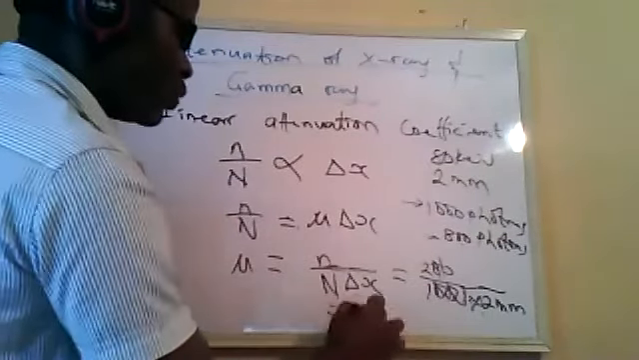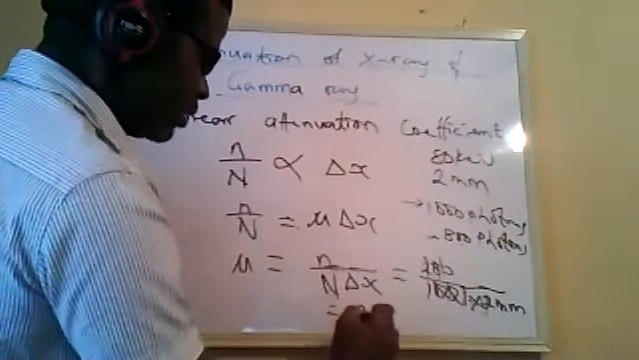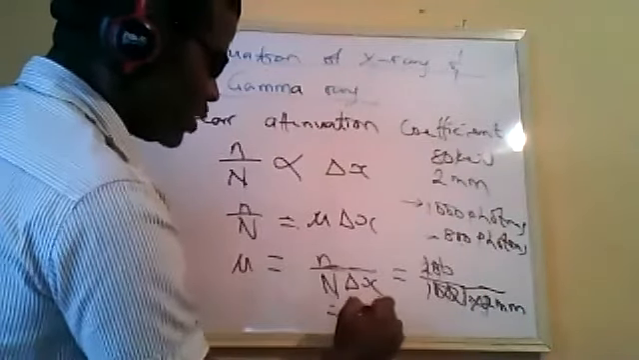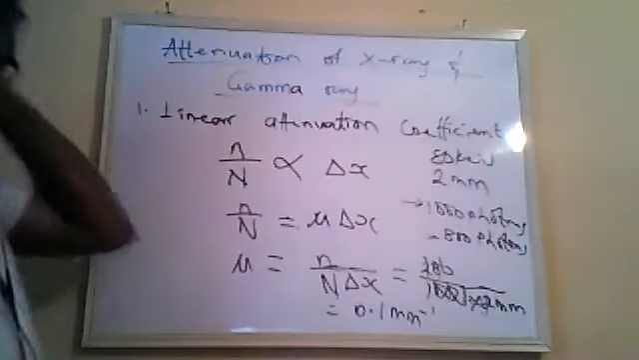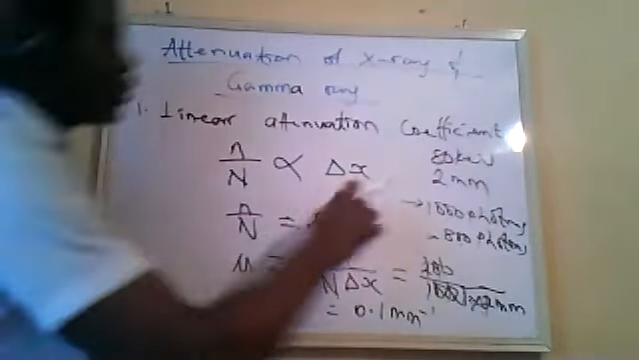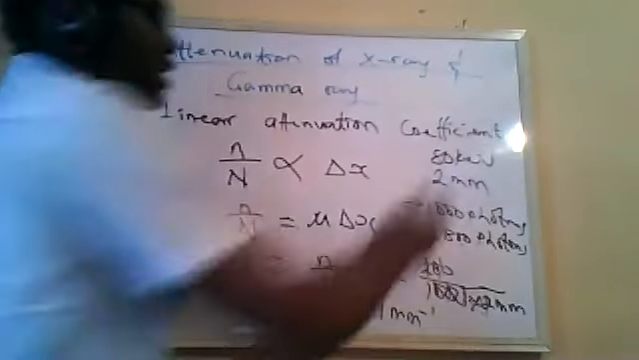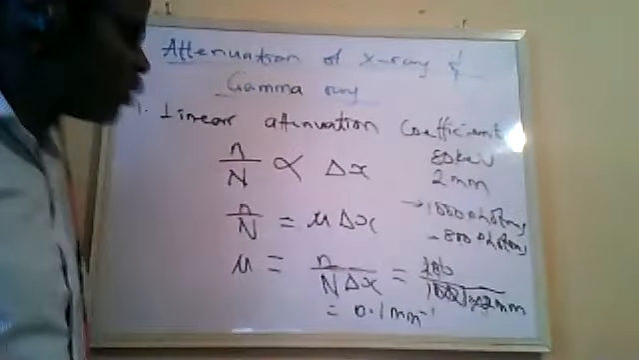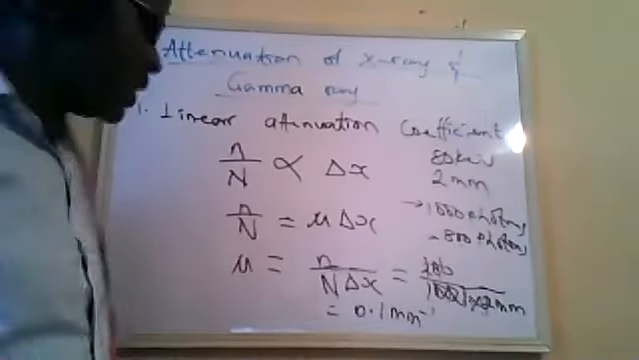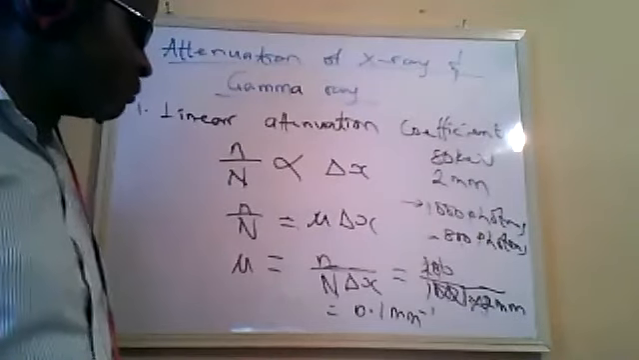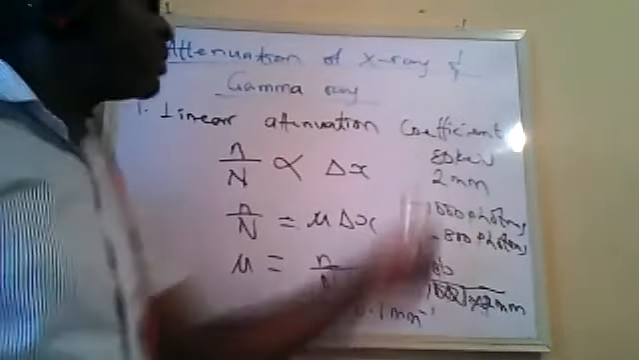So at the end of the day, we have 0.1 per millimeter. This is just an illustration. So for this particular X-ray or gamma, the linear attenuation coefficient at 80 keV is 0.1 per millimeter. Of course, it is different at different energies.